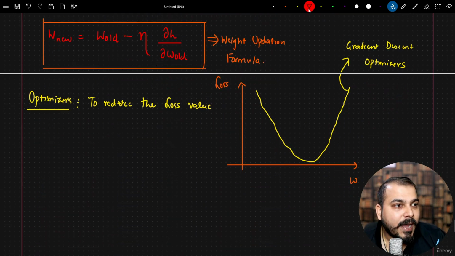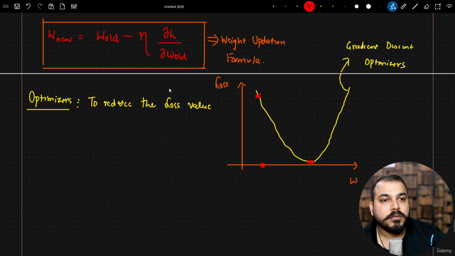Now you know that our aim is basically to come to this point. Let's say this is my initial weight, and with respect to this weight, let's say I've got this loss value. Now this is super important. I have used the formula, which is W new is equal to W old minus learning rate times the derivative of loss with respect to W old. Whenever I say derivative with respect to W old, I need to update this weight.